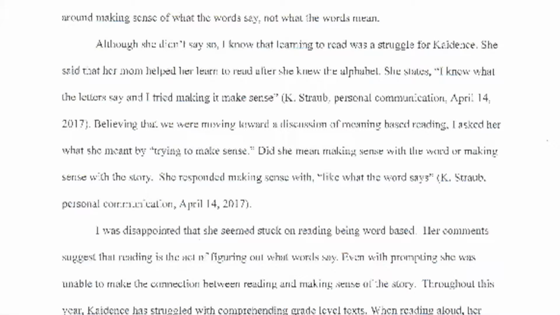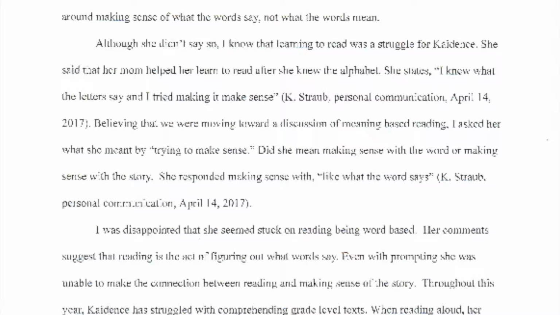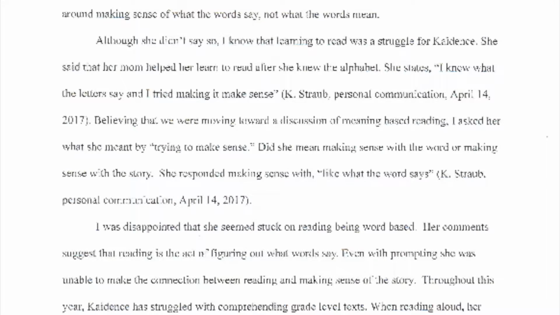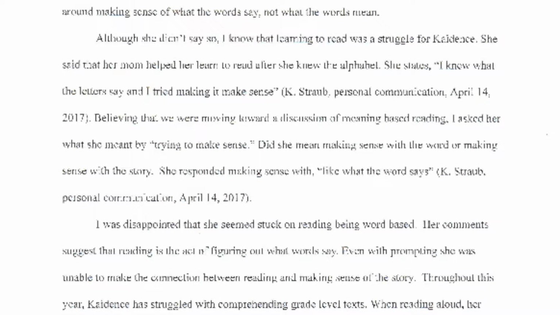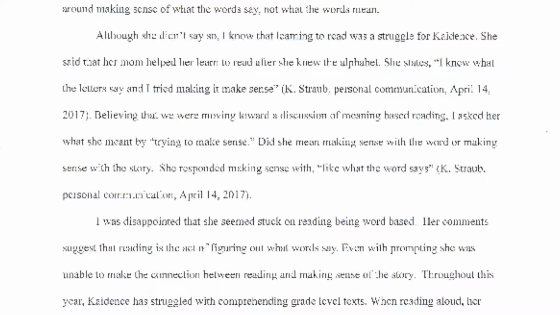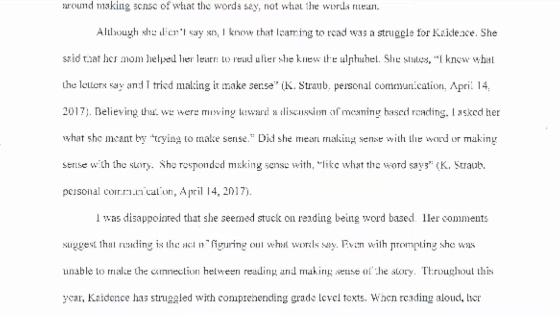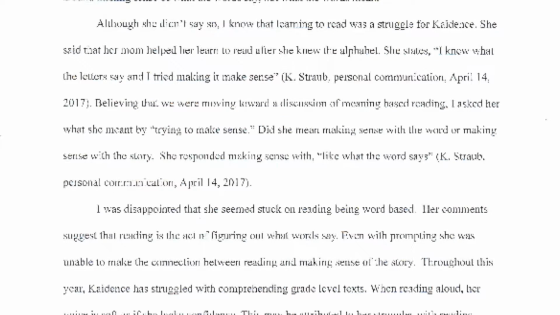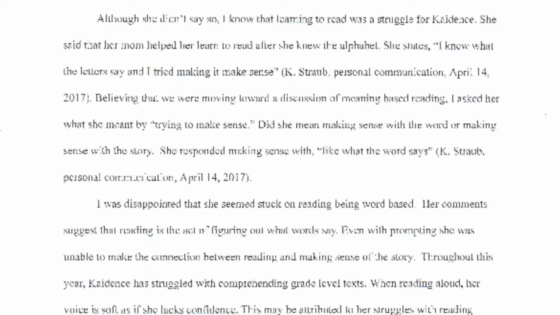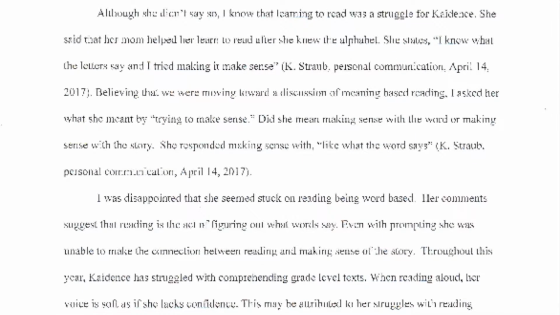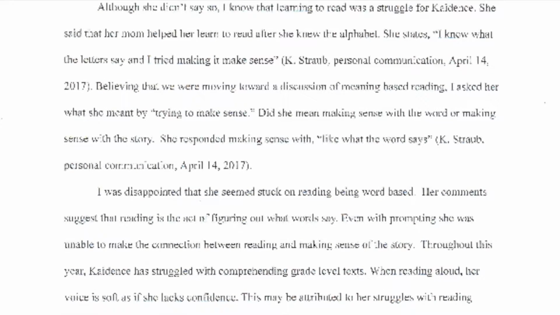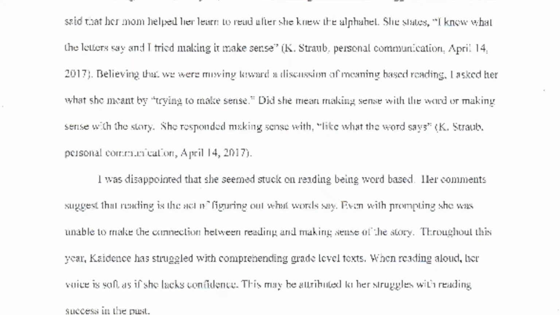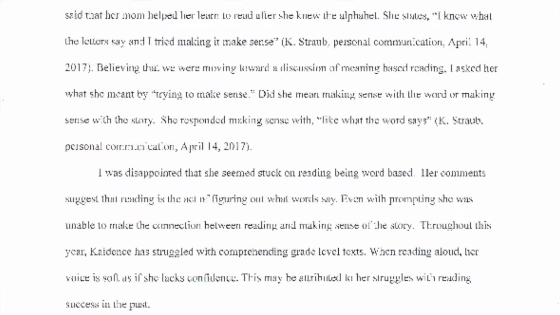Again, throughout this interview, there were multiple instances where she talked about getting the words right or figuring out what the word says. When she first learned how to read, she was telling me that she knew what the letters said, and she tried making it make sense. And so I was thinking, okay, well, maybe we're moving on into some meaning-based reading. So I asked her what it meant when she said she was trying to make it make sense. And she said, like what the word says.